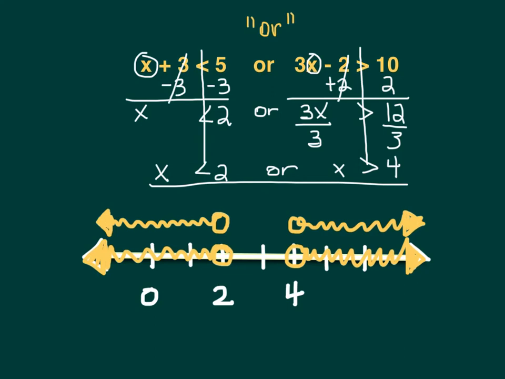So again, these are not filled in because I want less than 2 or greater than 4. I don't want 2. If I plug 2 in here, I get 2 plus 3, which is 5. 5 is not less than 5. But if I plug 1.9 in here, I get 1.9 plus 3 is less than 5. That's 4.9 is less than 5, and that is true. So 1.9, which is right here next to 2, will work. But 2 will not work. It's the same over here.